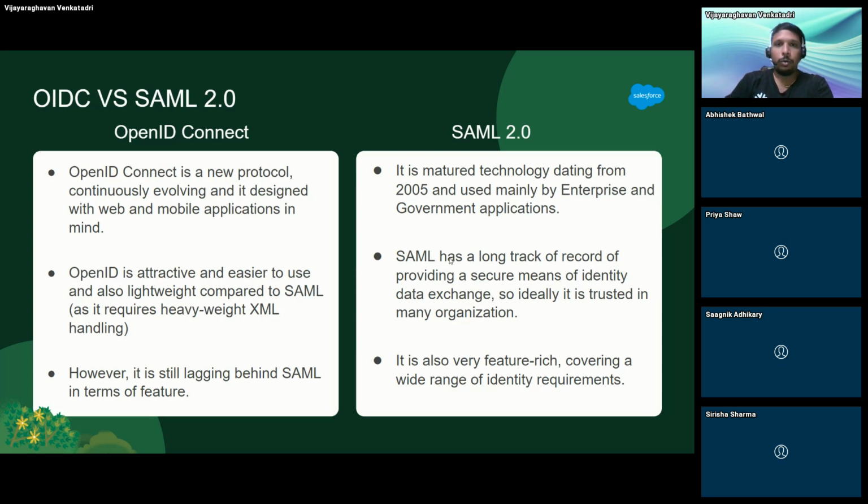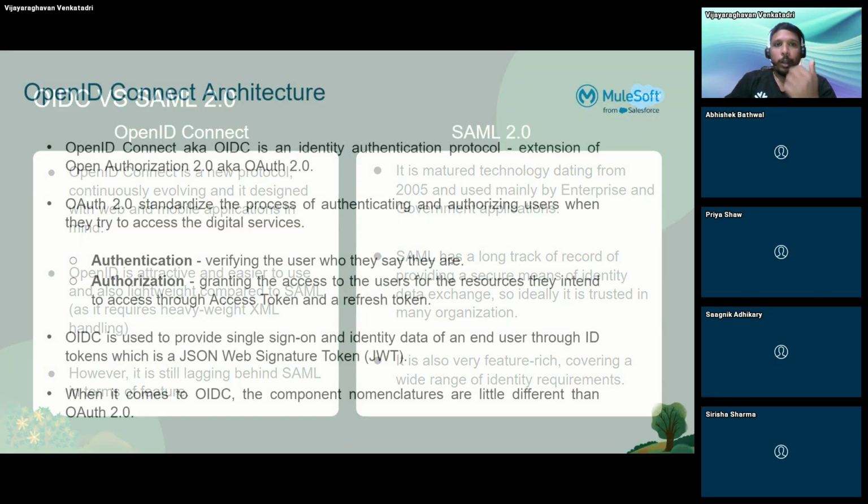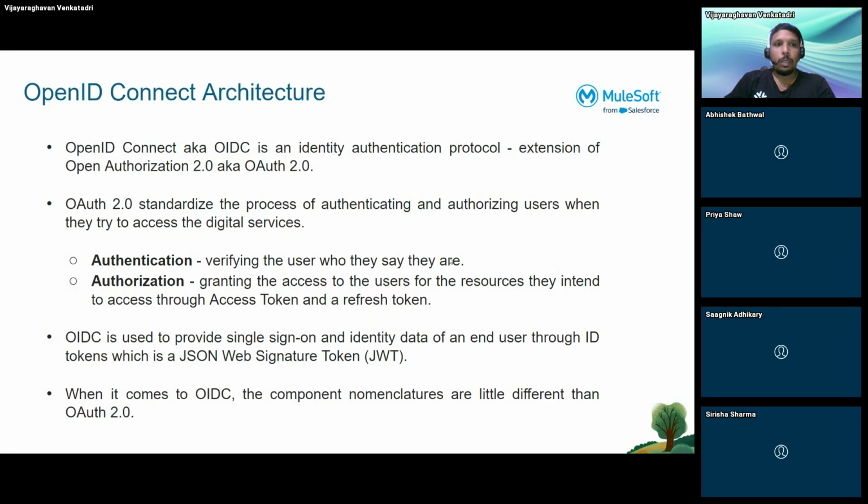So let's go into the OpenID Connect architecture. As I already mentioned, OpenID Connect, or we can shortly call it OIDC, is an identity authentication protocol. It's an extension of OAuth 2.0. OAuth 2.0 is a standardized process for authenticating and authorizing users.